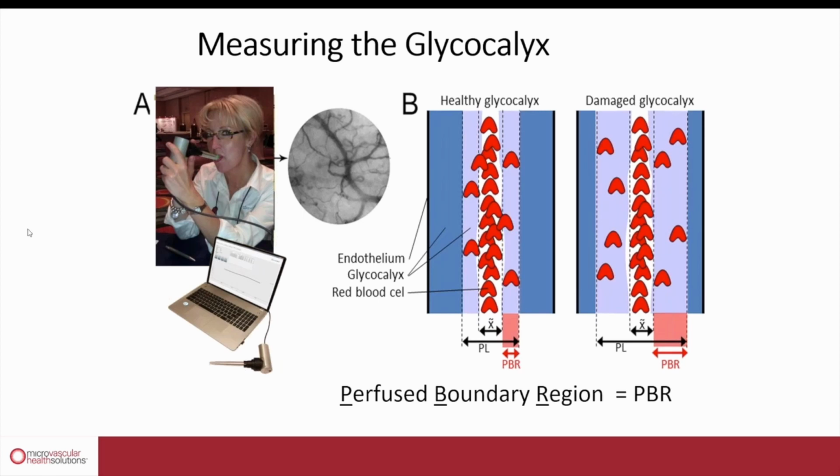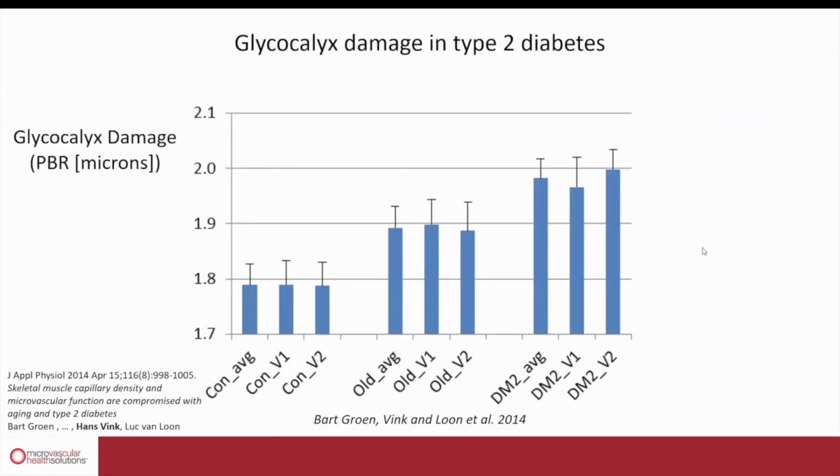Now, if we take that measure for glycocalyx damage, that PBR value, we can look in different patient groups to see what's the level of glycocalyx damage by using the GlycoCheck system. So this is one example of early changes in glycocalyx damage, comparing young healthy controls on the left, older healthy controls in the center, and early type 2 diabetics before they get organ complications on the right. So this shows the depth of penetration as a measure for glycocalyx damage.